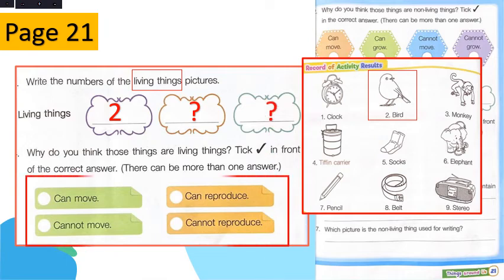Next part. Why do you think those things are living things? Tick or put check in front of the correct answer. Again, there can be more than one answer. First, can move. Cannot move. Can reproduce. Cannot reproduce. Which are the correct answer for living things?